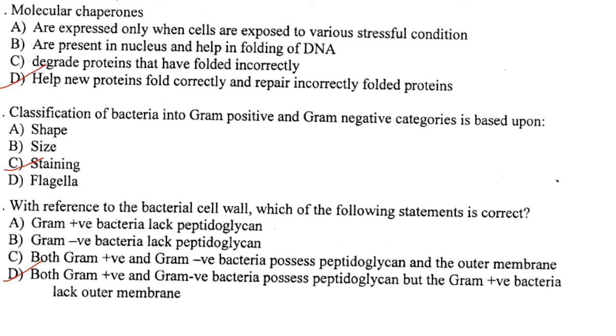Molecular chaperones help protein to fold correctly and repair incorrectly folded proteins. Answer is option D. Classification of bacteria into gram-positive and gram-negative categories is based on staining. Then, with reference to the bacterial cell wall, which of the following statement is correct? Both gram-positive and gram-negative bacteria possess peptidoglycan, but gram-positive bacteria lack outer membrane. Answer is option D.